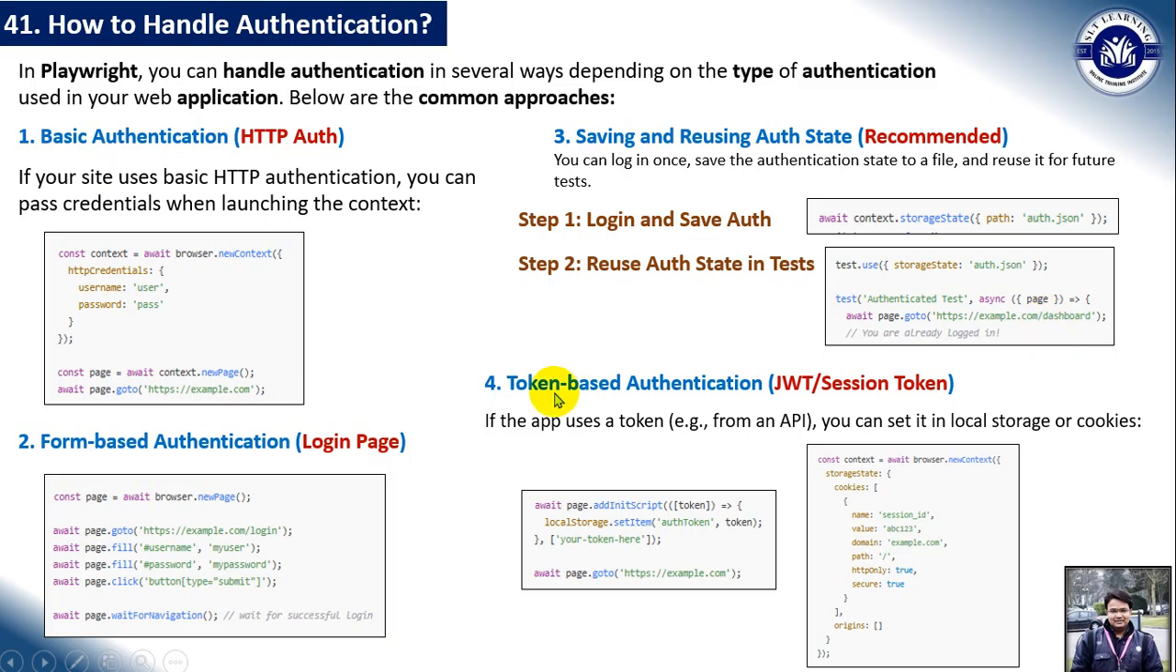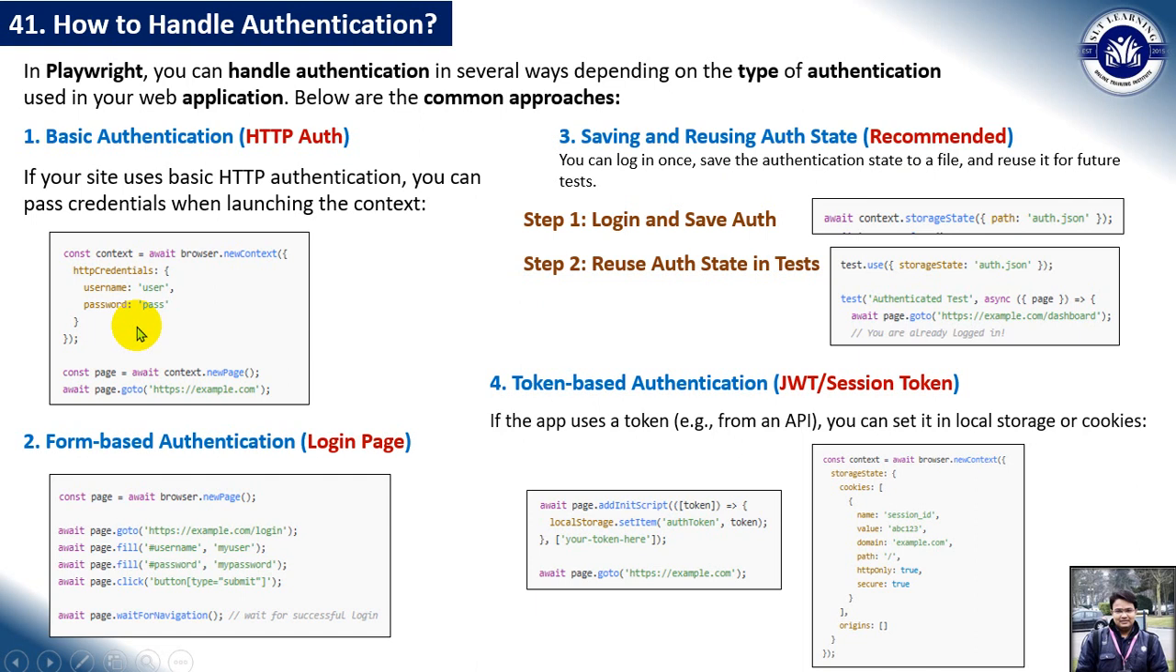Then token-based authentication, so JWT or session tokens you can manage. If you're working with an API, you can put the token under local storage or a cookie, and then utilize those tokens in the authentication part. So these are the four ways where you can manage authentication in Playwright.